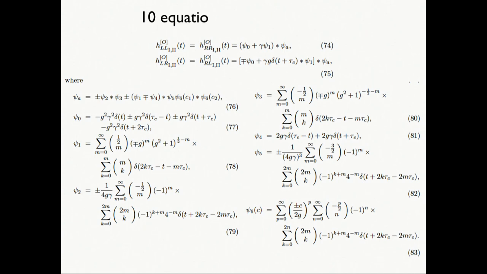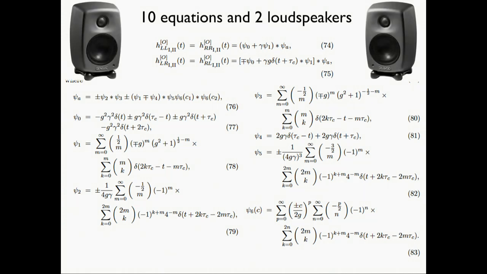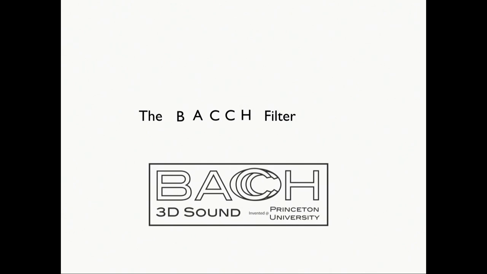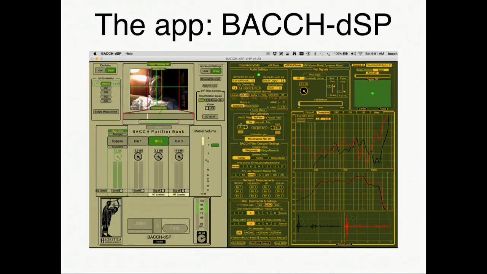All right, so we heard the final result. These are the equations that go into programming the filter. You need 10 equations and two loudspeakers. We call that Bach because Bach is band assembled crosstalk cancellation hierarchy. And that is the Bach filter. And that software I just showed you allows you to design a Bach filter.